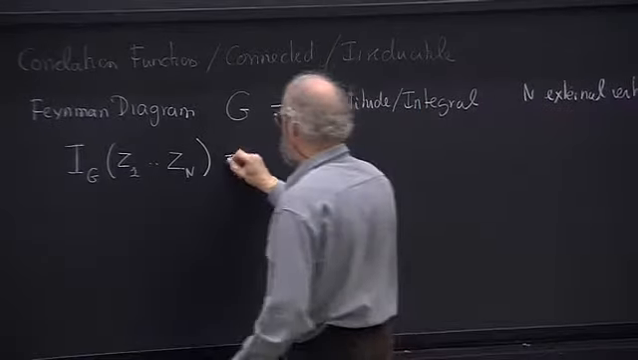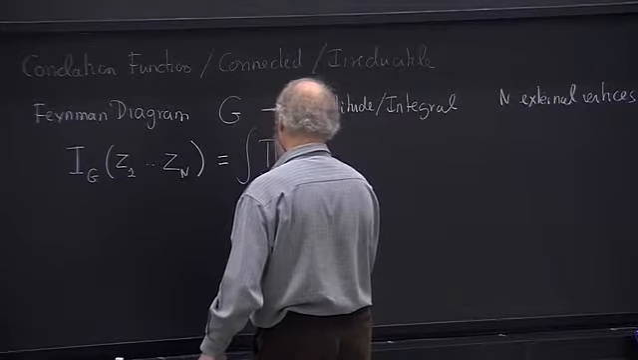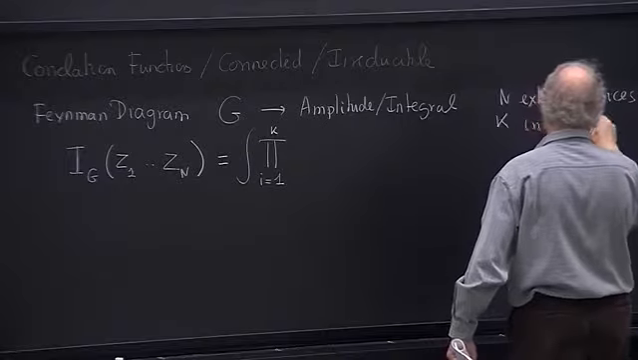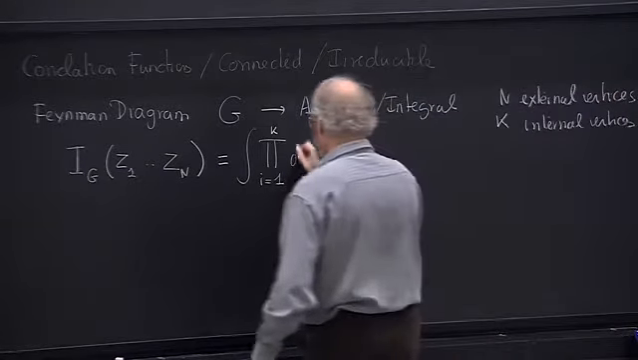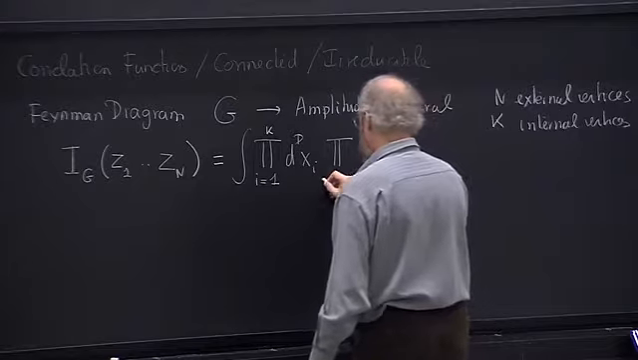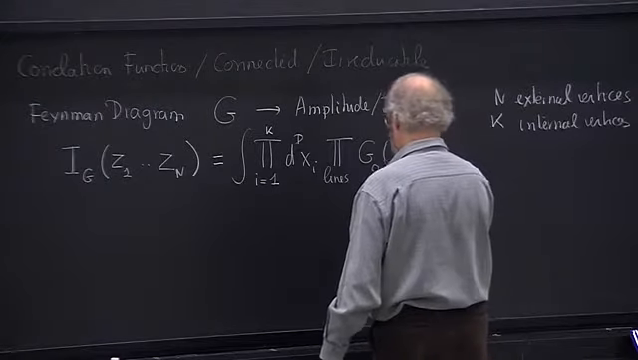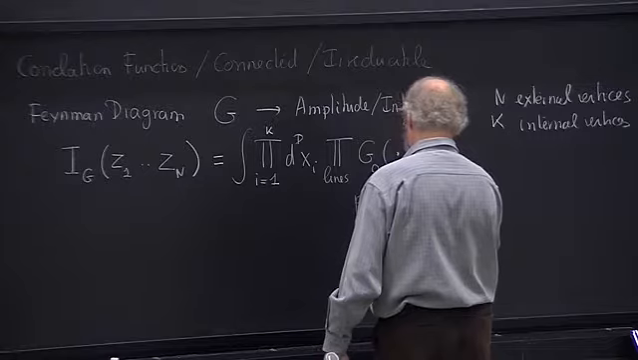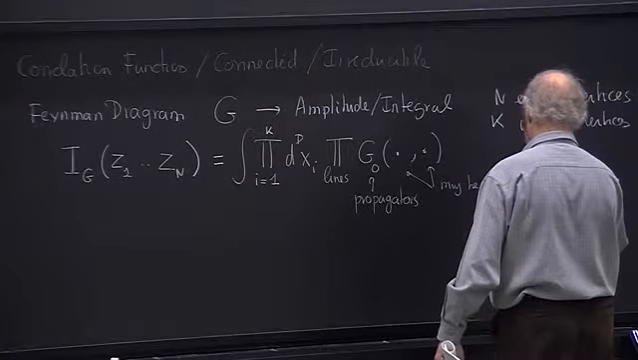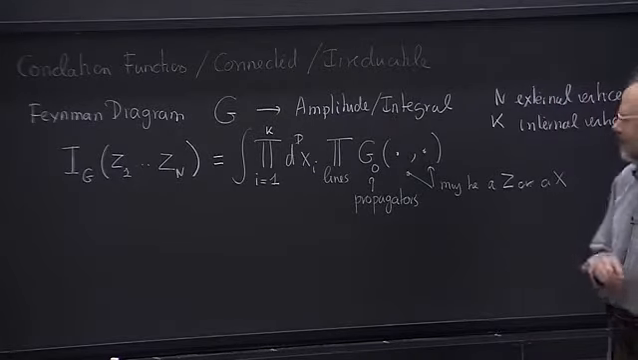Okay, and this is just given by the integral over the products over i equal 1 to k, if it has k internal vertices, of d x_i, times the products over the lines, the propagators, of the propagators G_0, and this may be a z or an x, depending on whether this is an external line or an internal line. Okay, so you see what it means.